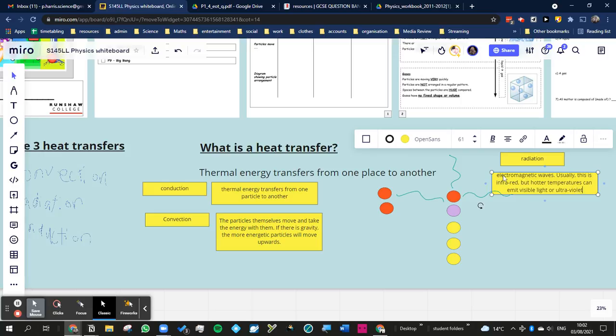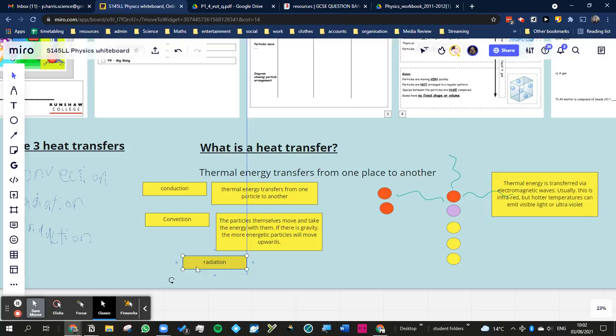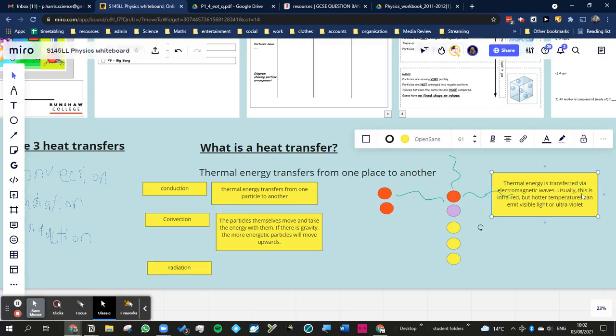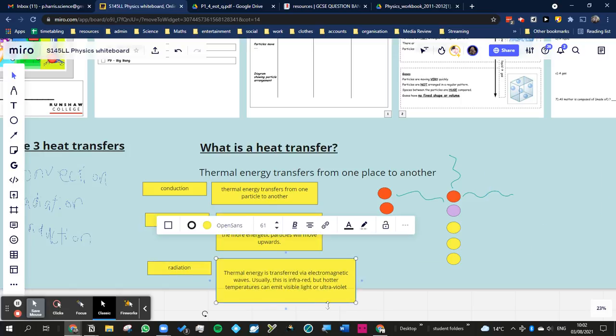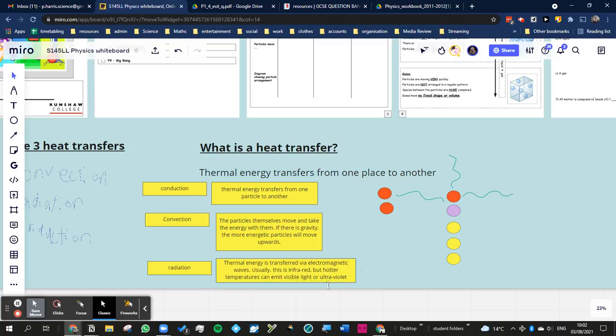And actually, you can keep going hotter and hotter. But anyway, for our purpose, we'll just say this. So this is what radiation is. Okay. Does that make sense? Okay, good. So let's just squash that there. So those are three different heat transfers. Let me just stop that video and we'll just put that there.